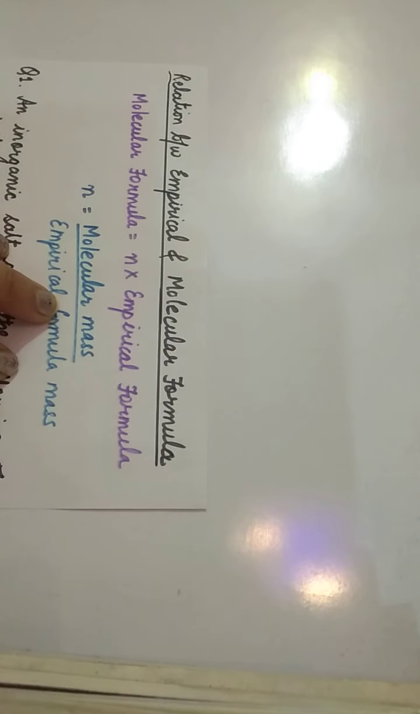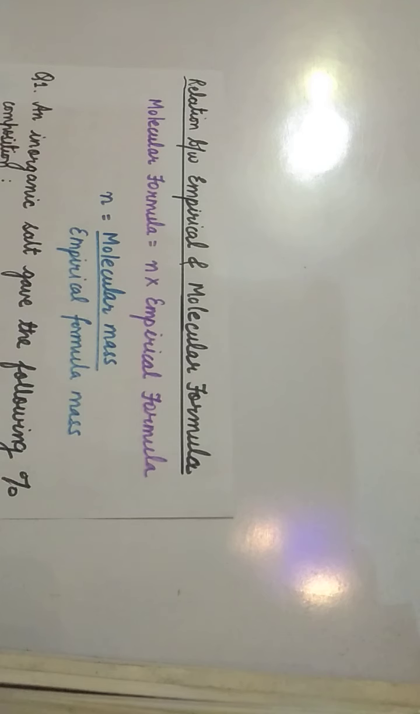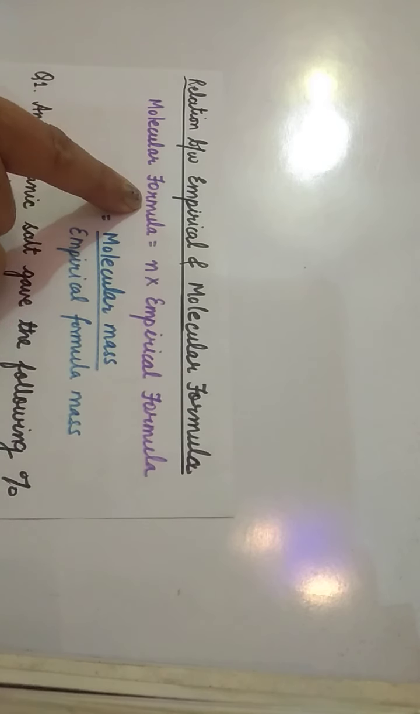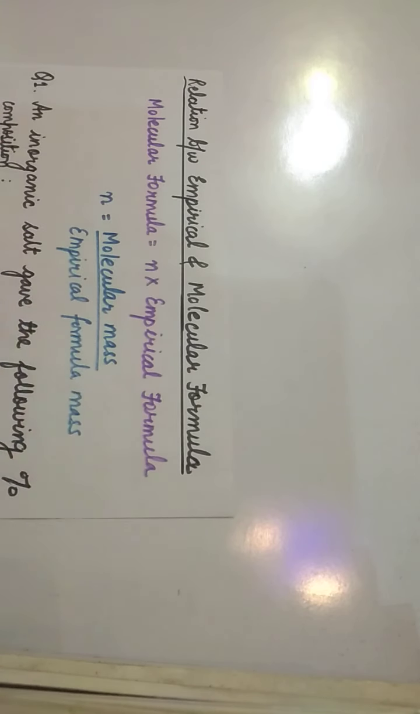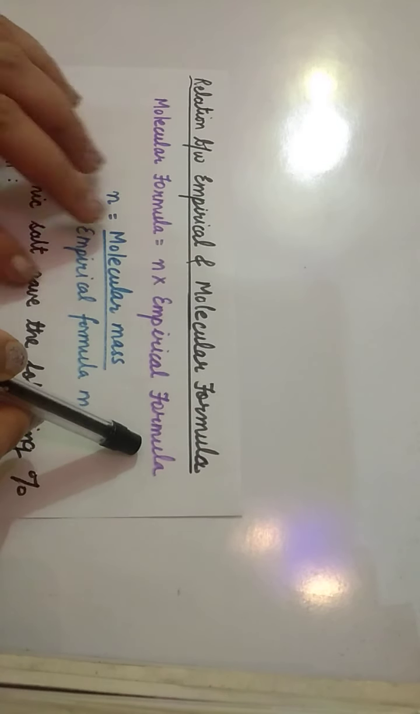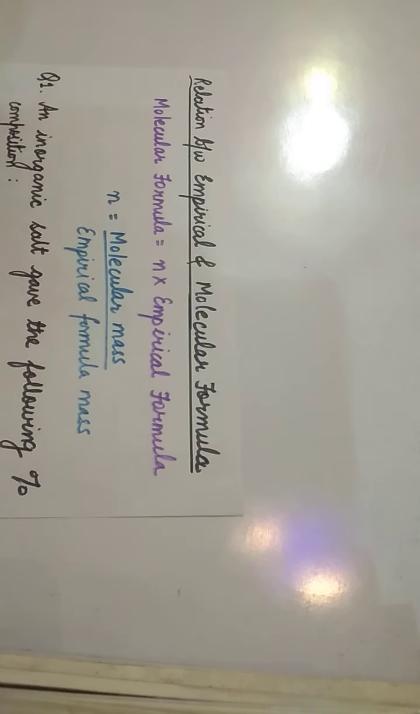Now children, next is relationship between empirical and molecular formula. There is a relationship between empirical and molecular formula. Molecular formula is equal to n into empirical formula. Now children, n into empirical formula. N is any integer. It can be 1, 2, 3, 4 into the empirical formula.